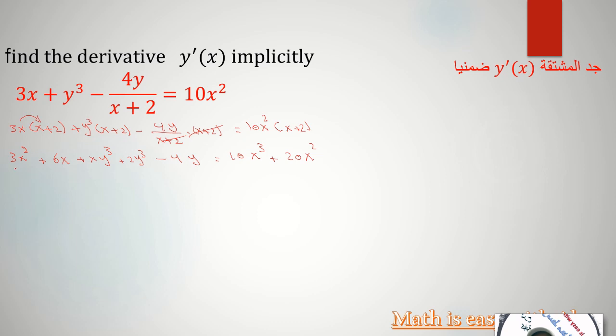Now subtract 3x squared from both sides and move 6x to the other side, so this will go and we will have xy cubed plus 2y cubed minus 4y equals 10x cubed plus 17x squared plus 6x. No, minus 6x, because we move this to the other side.